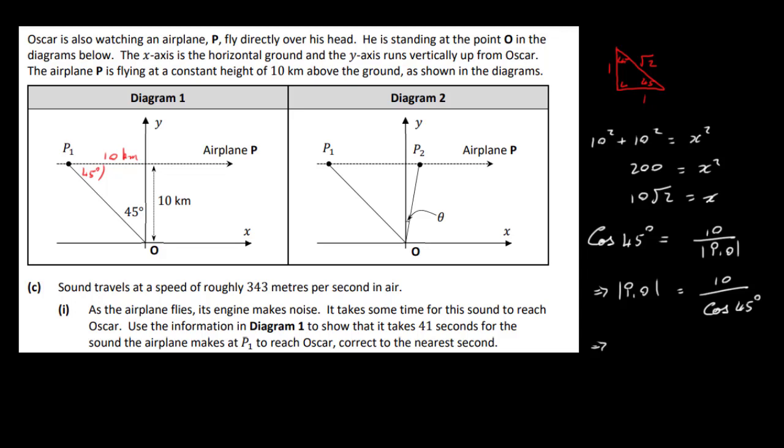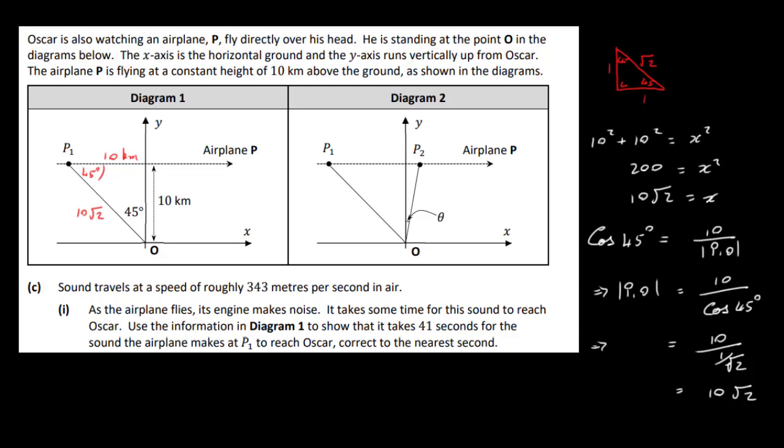And you know that cos 45 degrees from your log tables, or maybe if you know it anyway, is 1 over root 2. So you've got 10 over 1 over root 2, so just flip that upside down, you get 10 root 2, which is what we got up here. Okay, so all that goes to show anyway that this distance here is 10 root 2. So now we have the distance from P1 to O.